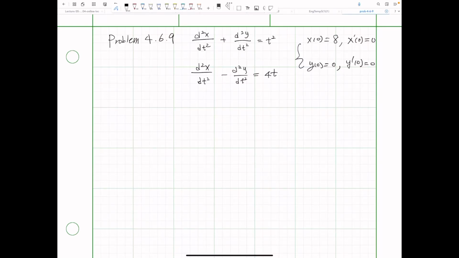Problem 4.6.9. You are given two differential equations with initial conditions. Solve the systems of equations by Laplace transform.